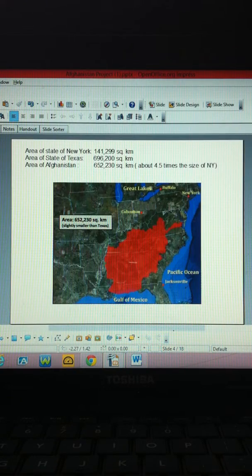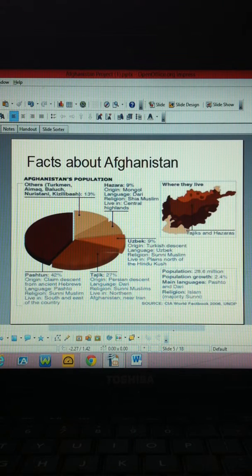Facts about Afghanistan. Well, Afghanistan's population is made up of predominantly 42% Pashtun, 27% Tajiks, 9% Uzbeks, 9% Hazara, and then 13% of the population is mixed, which does include little tribal populations of people. There are some pockets of Buddhism, very small pockets of Christianity, and one Jewish man still residing in Kabul, Afghanistan.